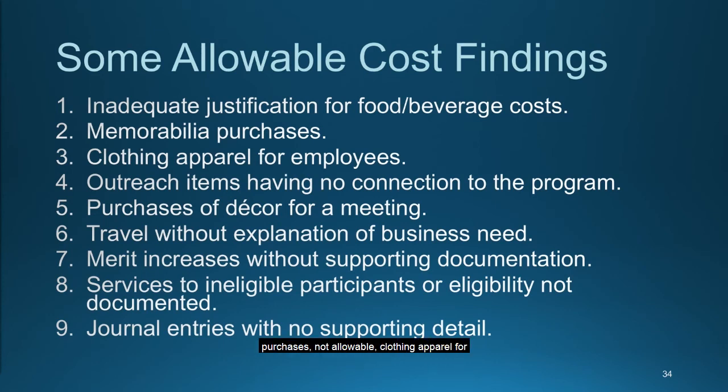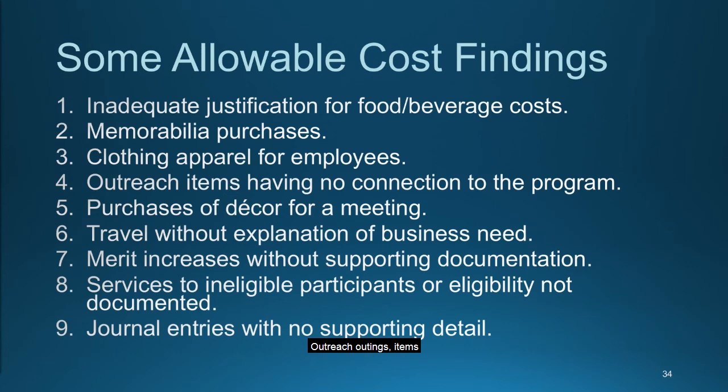Memorabilia purchases, not allowable. Clothing apparel for employees, generally not allowable. There are a few exceptions here and there specific to circumstances. For example, some of our grant awards are camps for youth. And so there are instances where T-shirts are purchased so that everyone can be identified as being part of a particular group so nobody gets lost. So we can keep up with everybody because that's important. We don't want to lose kids. That's bad. And so clothing apparel in that respect. But purchasing things like jackets with the organization's name on it and T-shirts to wear on Fridays, those would not be allowable costs.